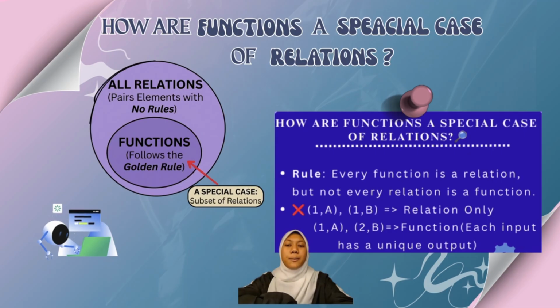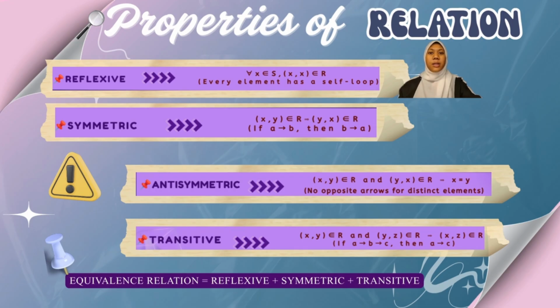Look at the example in the box. The first set has (1, a) and (1, b). This is just a relation because the input 1 splits into two different outputs. The second set gives every input its own unique partner, so it qualifies as a function. In short, all functions are relations, but only the relations that guarantee a unique output for every input get to be called functions. Now, let's talk about the types of relation, which are defined by their properties.